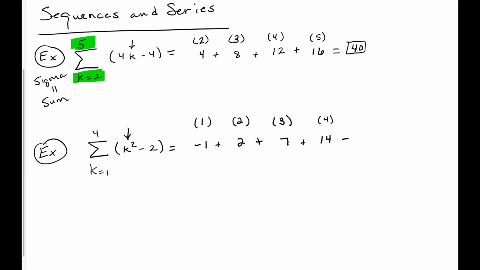And then, just as if magic, we add up the numbers, because that's what sigma means. Again, remember, it means sum. Negative 1 plus 2 plus 7 plus 14, and that equals 22. All right, so nothing to it.